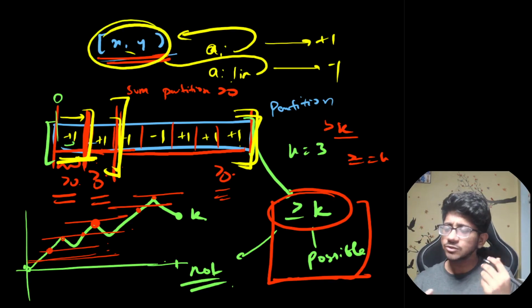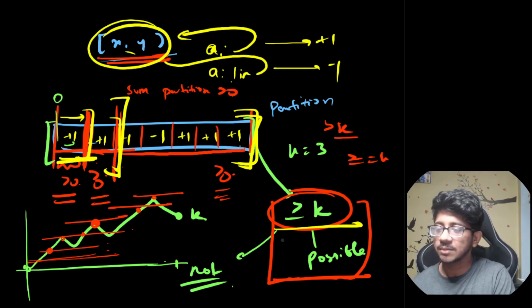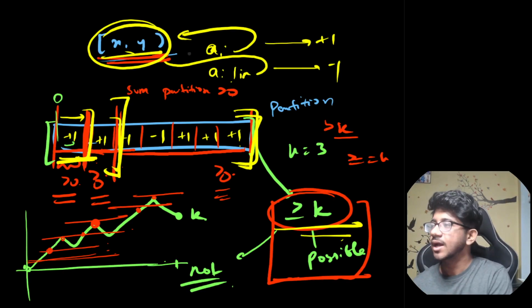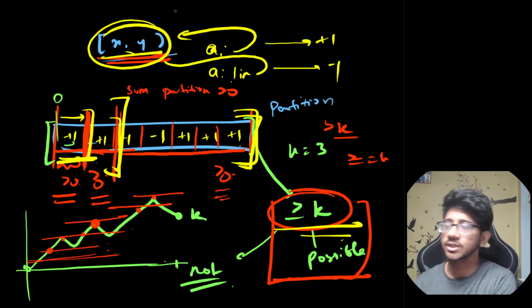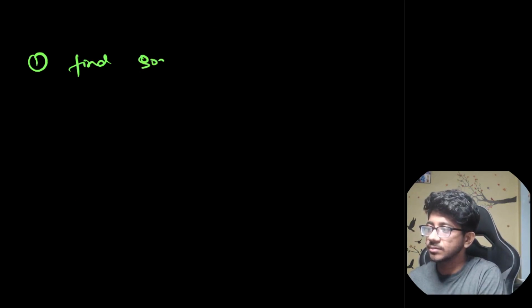So we find this very neat condition that if the final sum of elements in the range x to y is greater than or equal to k, then we are done. And now we can actually use binary search in a very neat way to find the possibility. So now there are 2 parts to it, right? Number 1, find the sum x to y. Number 2, generate the solution.